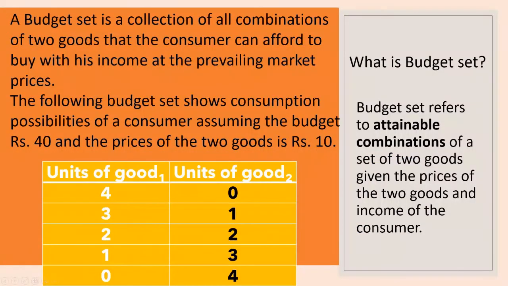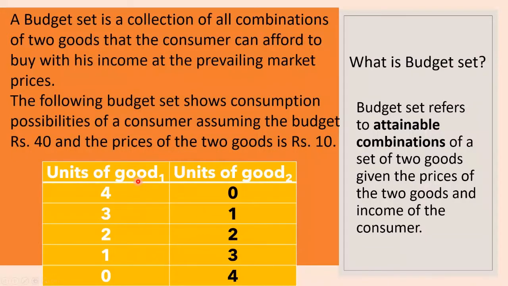What is a budget set? A budget set is a collection of all combinations of two goods that the consumer can afford to buy with his income at the prevailing market prices. The following budget set shows the consumption possibilities of a consumer assuming the budget being rupees 40 and the prices of the two goods each being rupees 10. This table depicts a budget set.